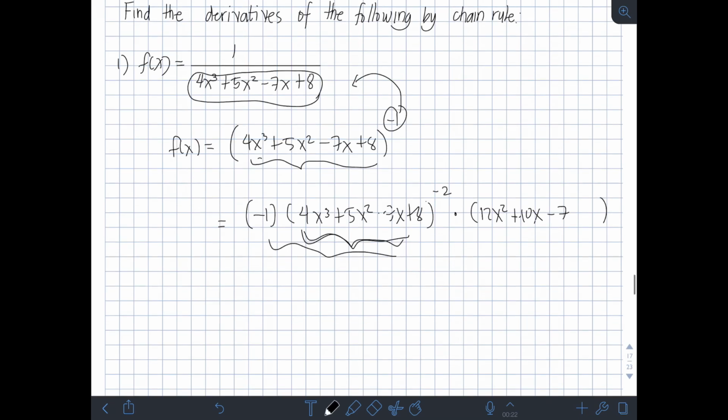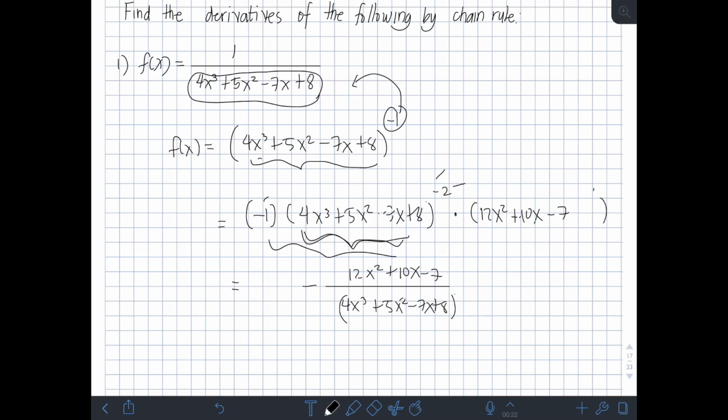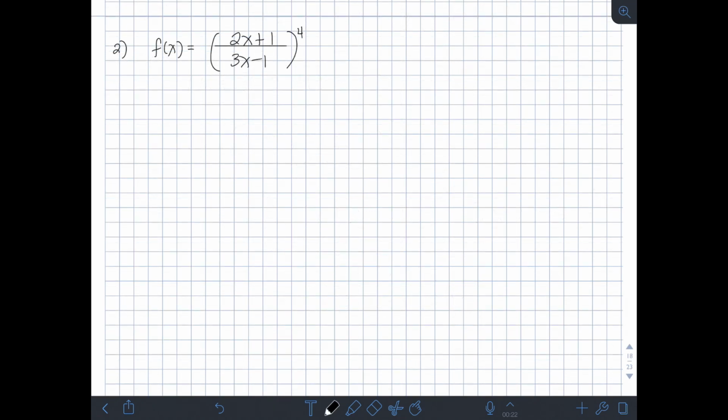So, therefore, this is now our final answer. Let's just make the exponent positive. So, this negative, I'll put it here in the middle. This is in the numerator. So, 12x squared plus 10x minus 7. And then this goes down. Exponent of 2 now, positive. So, 4x cubed plus 5x squared minus 7x plus 8, quantity squared.